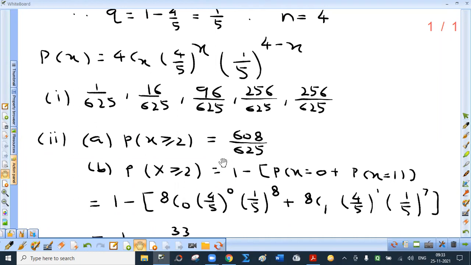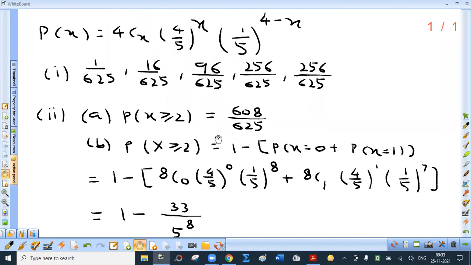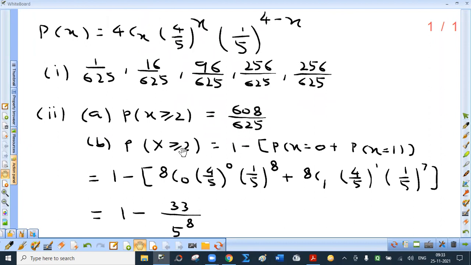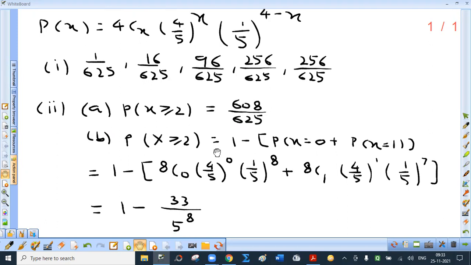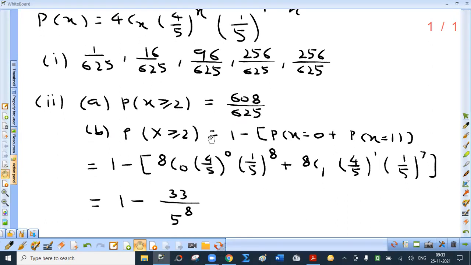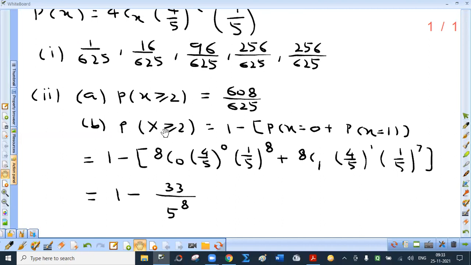And in B part, find the probability that the visitor obtains answer yes from at least 2 pupils when the number is increased to 8. So in that case, you will have to consider P of x equal to 2 plus P of x equal to 3 up to P of x equal to 8. Instead, we consider the complement. What is complement of x greater than or equal to 2? It is x less than 2. But note that do not subtract this number.